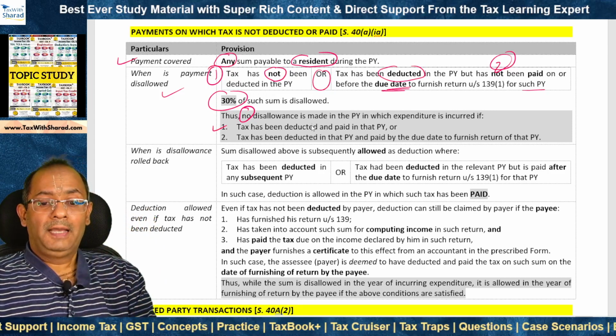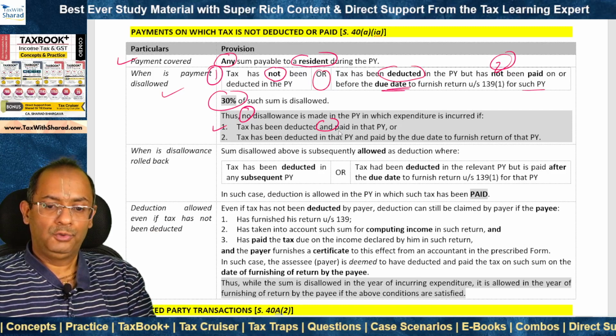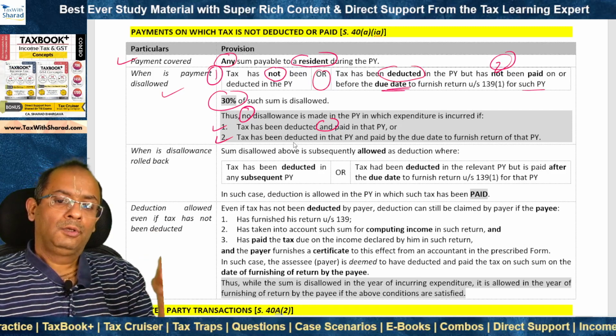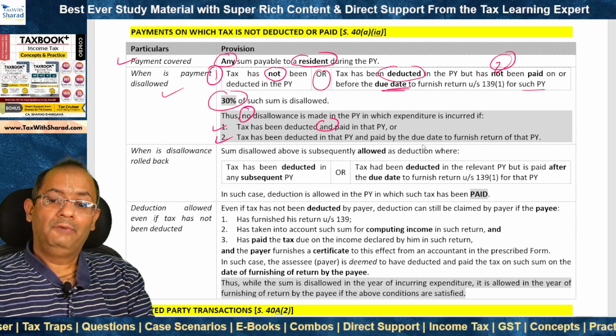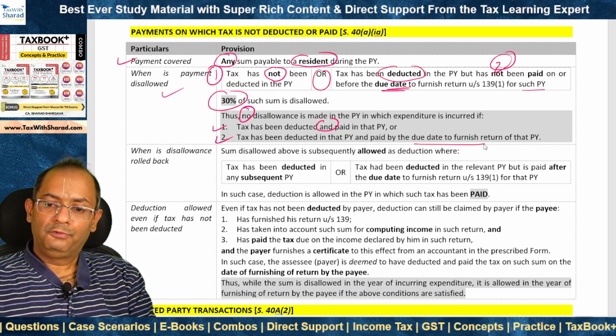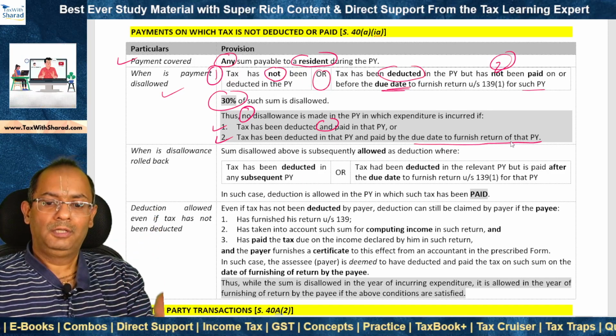If tax has been deducted and paid in that previous year, so the full compliance is made, no issue. Or tax has been deducted in the previous year, but it is paid when? By the due date to furnish return of that previous year. In that case also there is sufficient compliance and no disallowance is made.